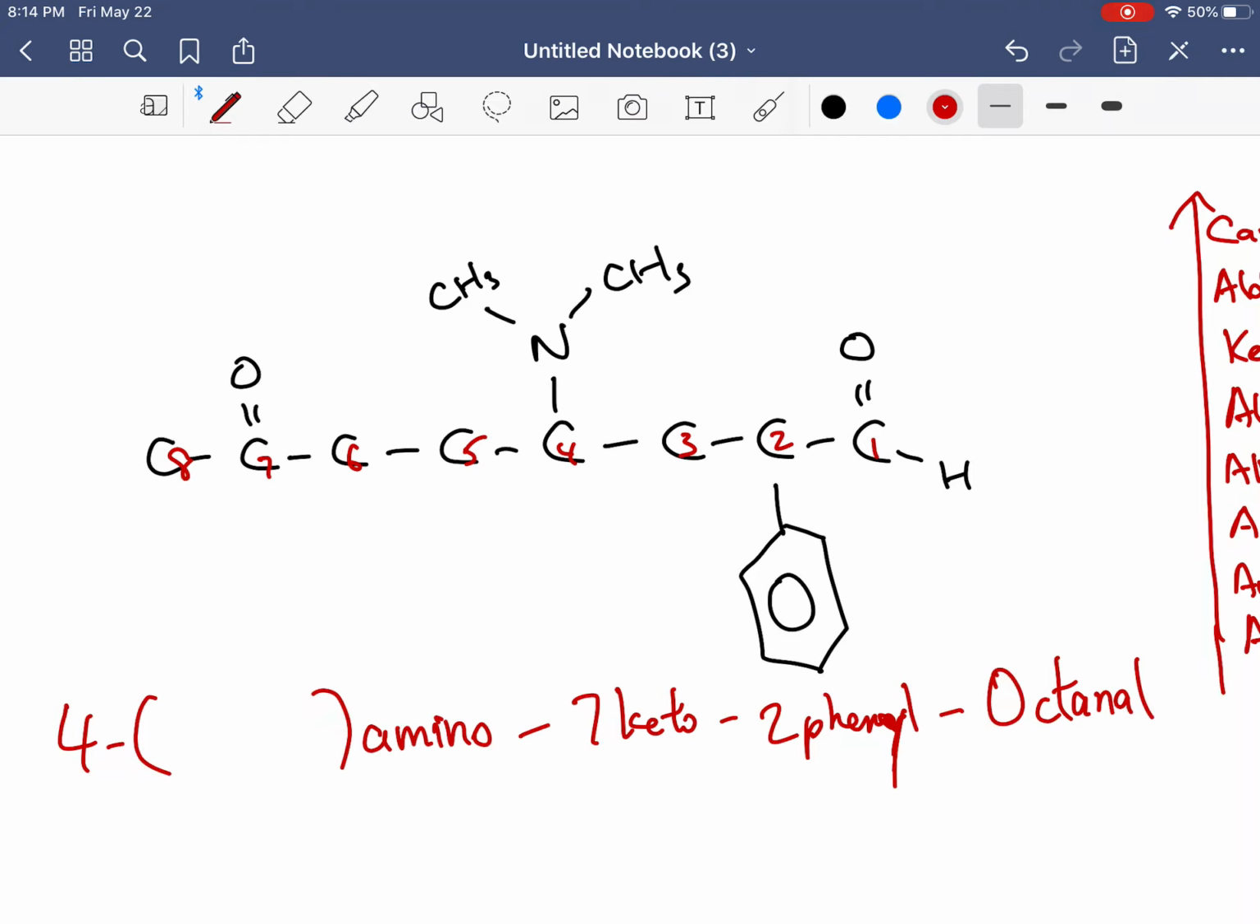Now, what's going to go inside here? How are we going to acknowledge these guys? No big deal. N-dimethyl, meaning that there are 2 methyl groups connected to the N, which is nitrogen. So N-dimethyl.